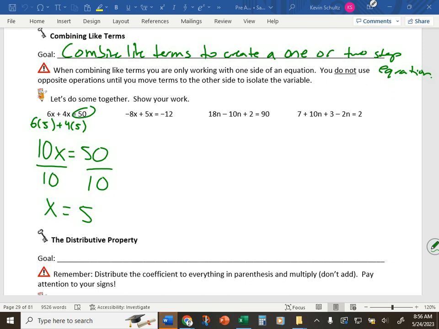Okay? So you can check these answers really, really simply by plugging that value back into the equation for the variable and seeing if the equation is true. Right? Next one. Negative 8x plus 5x equals negative 12. What can we simplify? Simplify phase first. What do we got?